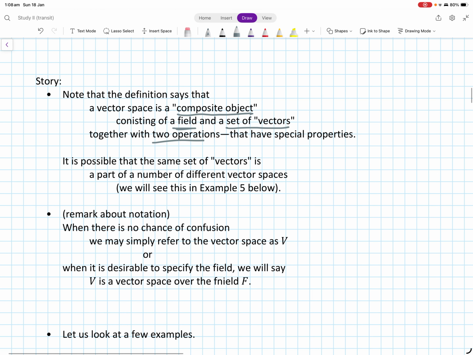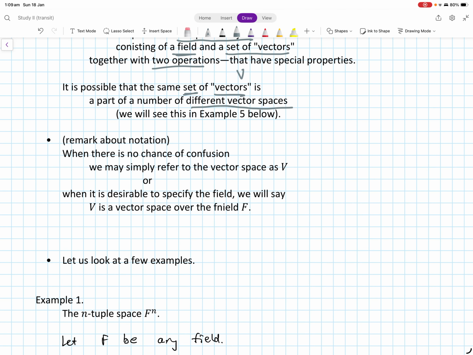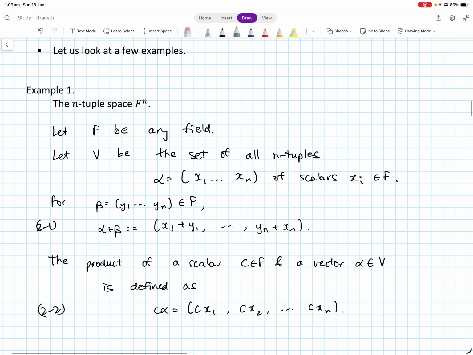It is possible that the same set of vectors is a part of a number of different vector spaces, right? So vectors was the set V, but potentially you could have different scalars with which you could compose things. We'll look at that in a moment. And there's a small remark about the notation. When there is no chance of confusion, we could simply refer to a vector space as V, even though strictly speaking, one should say a vector space over the field F. Okay, I have to make this correction. Okay, now let's quickly look at a few examples.